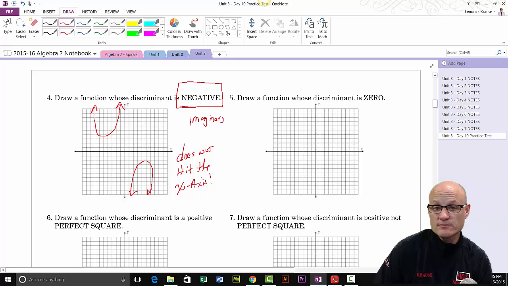x-axis. That's it. Draw a function that has a discriminant of 0. Discriminant of 0 means it hits the x-axis once. So maybe my parabola looks like this. Maybe my parabola hits once here. Maybe my parabola hits once here. As long as it only hits the x-axis once, it has a discriminant that is equal to 0.